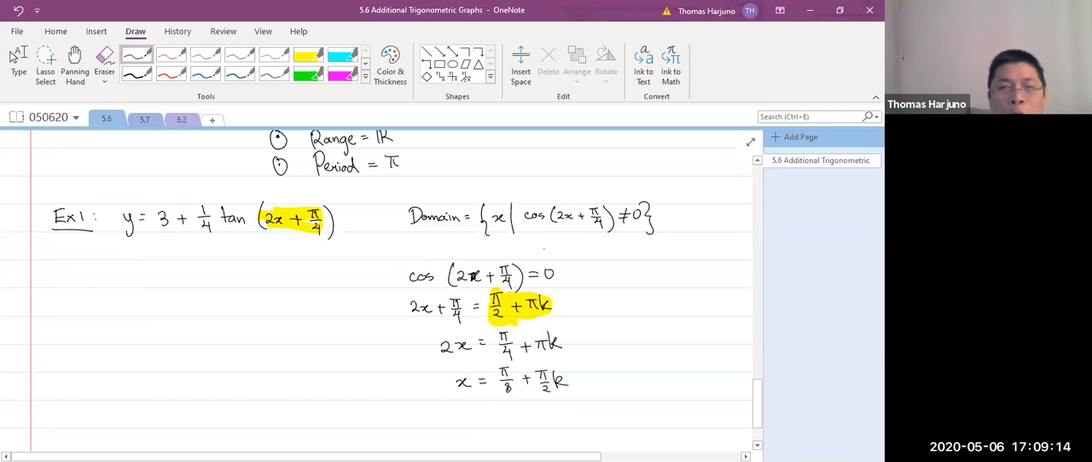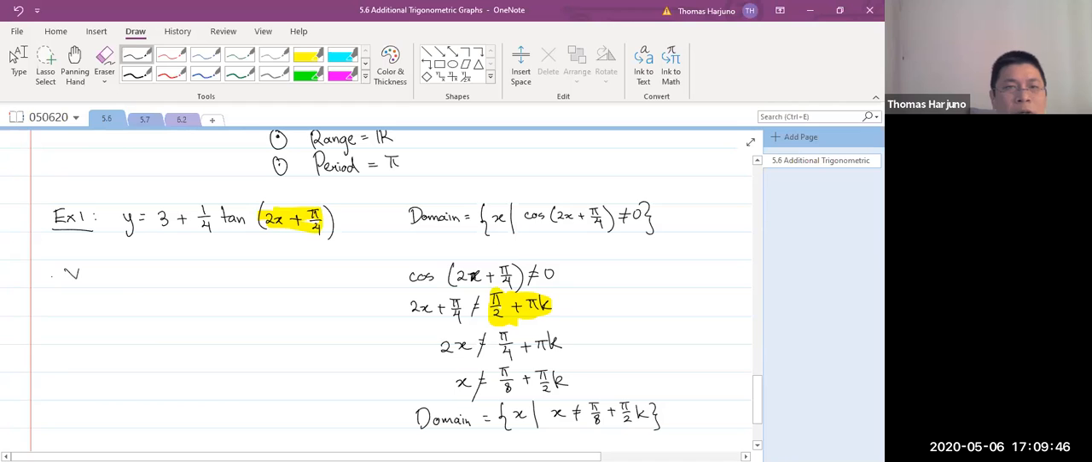Now, you don't want x to be any of those. So now I update my domain. My domain is all real numbers as long as x is not equal to pi over 8 plus any half pi multiple of that. That's the domain. Now, how about the vertical asymptote?